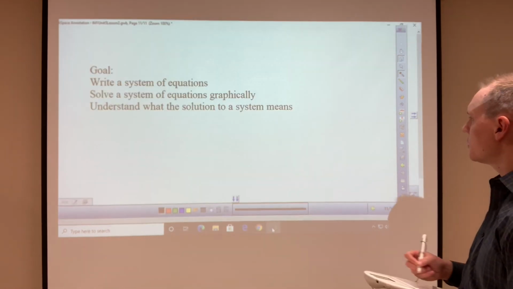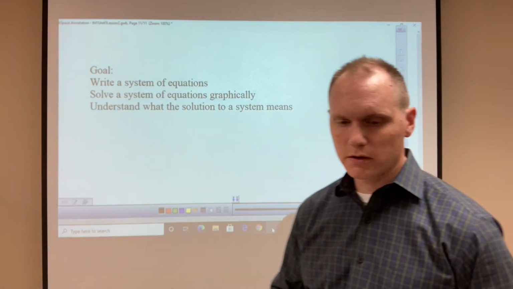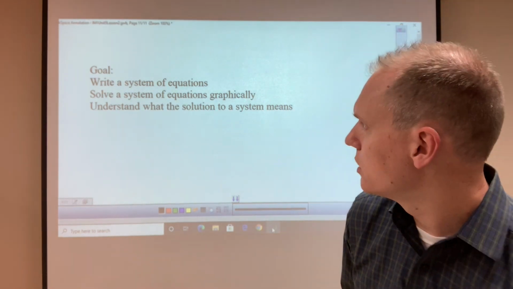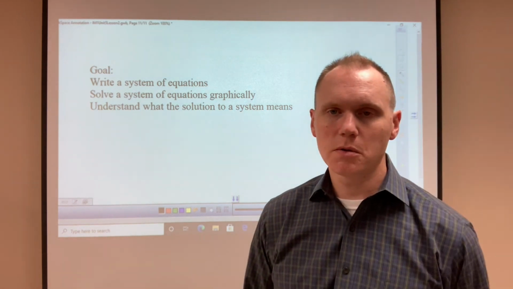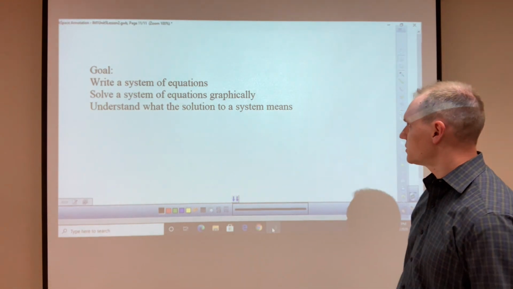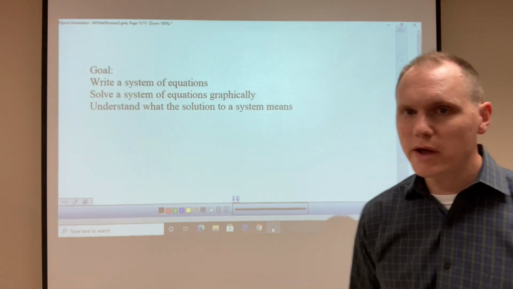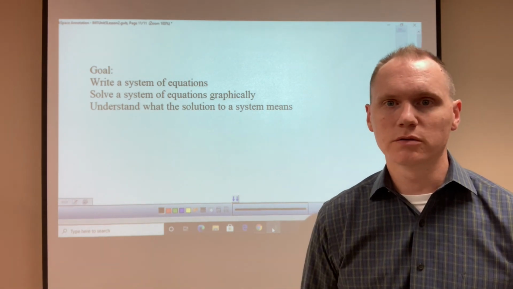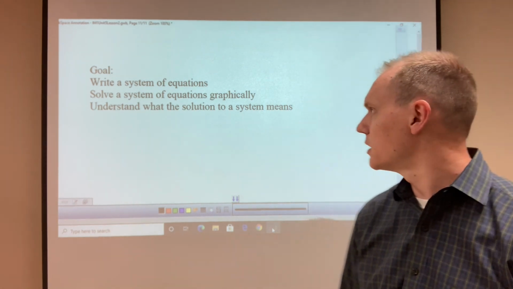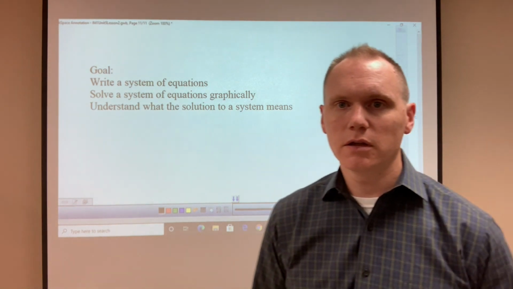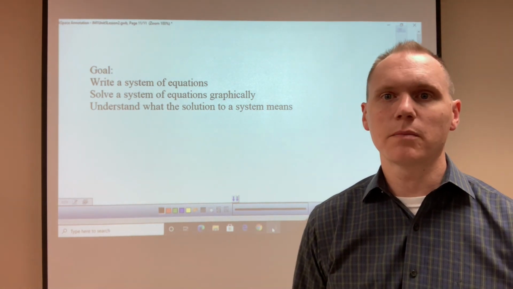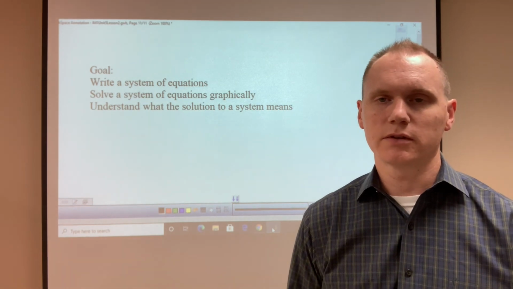All right, so hopefully that achieves our goal for today, which was to write a system of equations given a real-world context, and we did that a number of times. Solve a system of equations graphically, going back to just finding the point of intersection between the two lines after we graph them. And then lastly, understanding what the solution of the system means. It's the set of x and y that satisfy both situations at the same time.